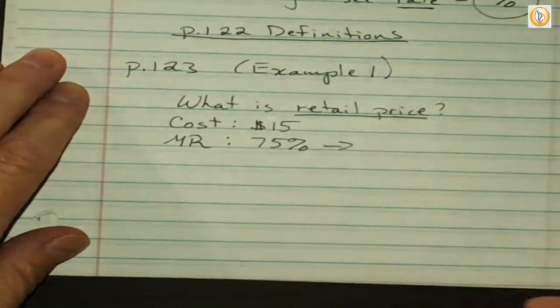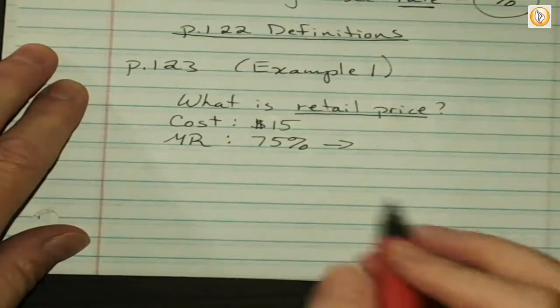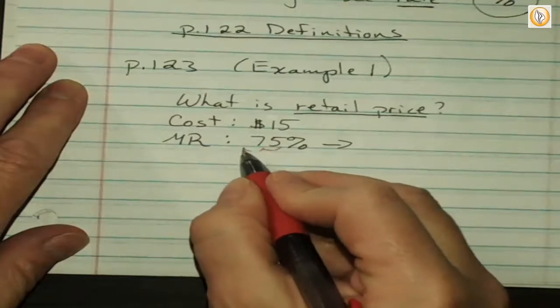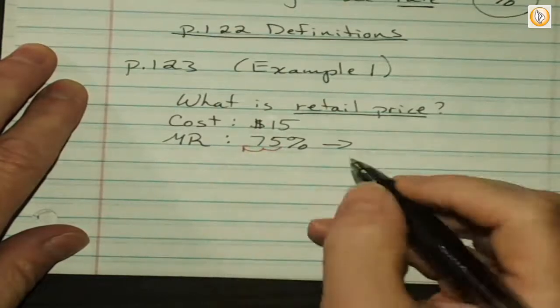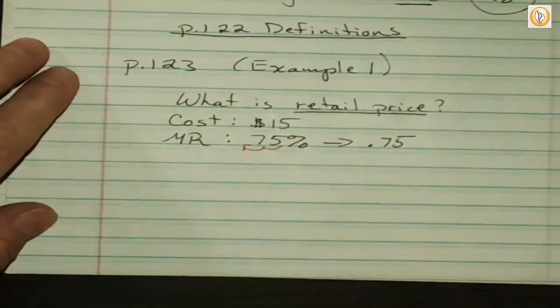What do I do to percents though? Taylor? Turn it to a decimal by moving the decimal 2 places to the left, and I get 0.75. Are y'all with me so far?